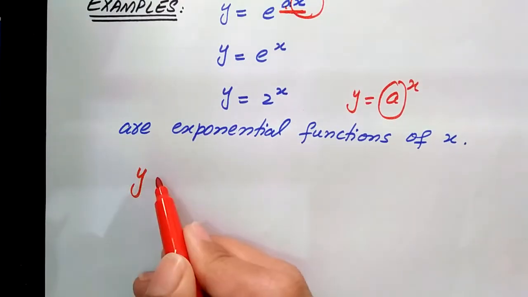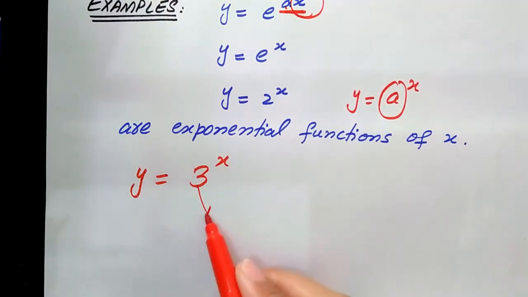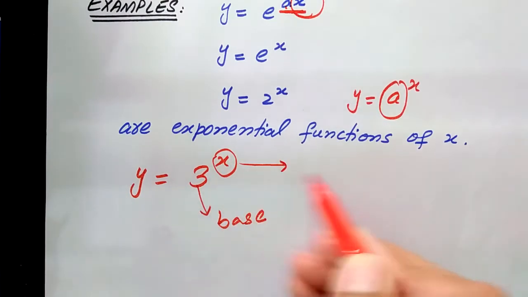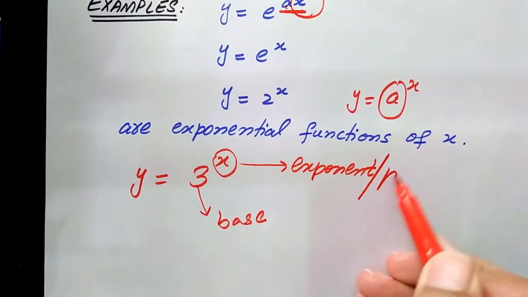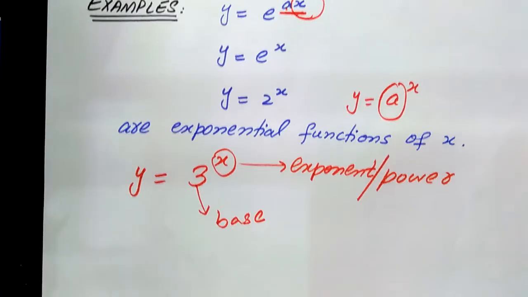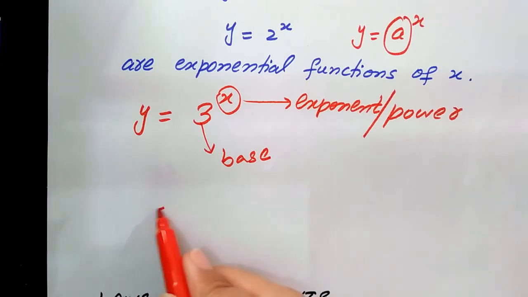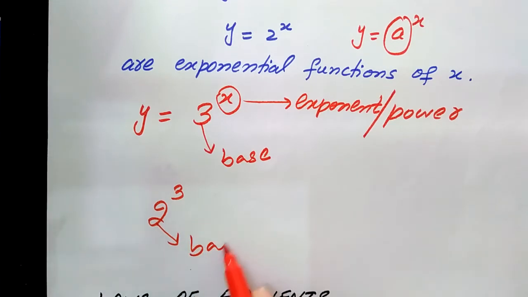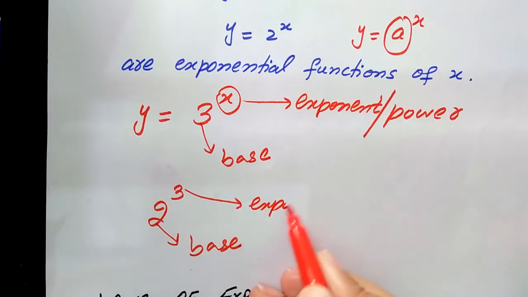Consider y equals 3 raised to power x. This 3 is basically called the base, and this x is called the exponent or power. Or if we consider 2 raised to power 3, this 2 is called the base, and this 3 is called the exponent or power.